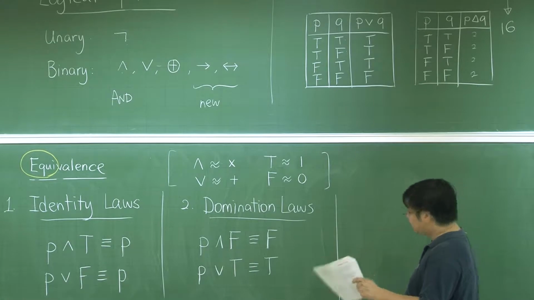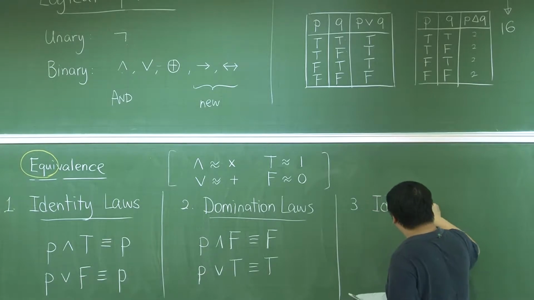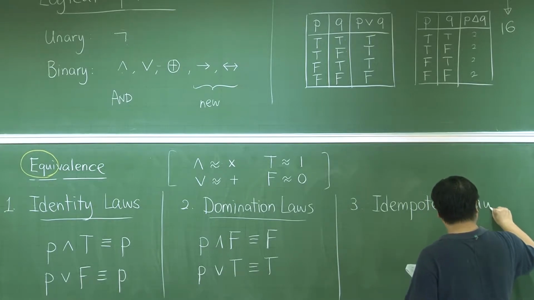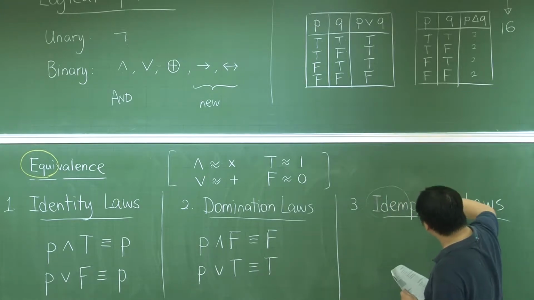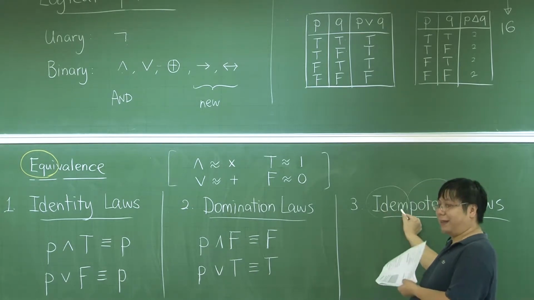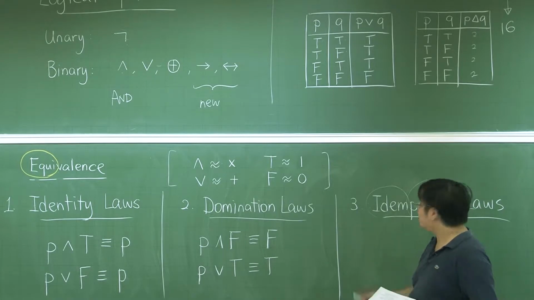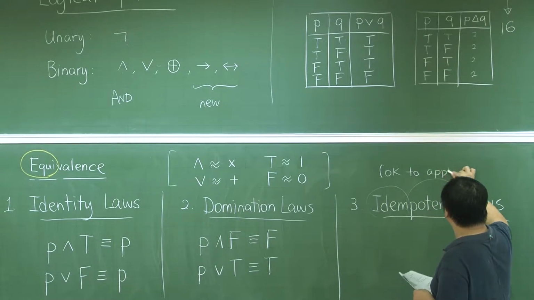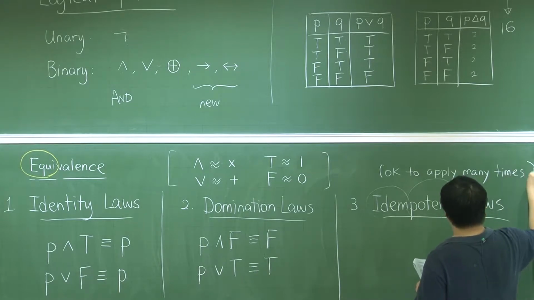And then the third one is a strange word: the idempotence law. I need to check this word, I forget. Potence means something like your value, your potential, your value of yourself. So what does it mean? It means it is okay to apply it many times. You will see what it means soon.